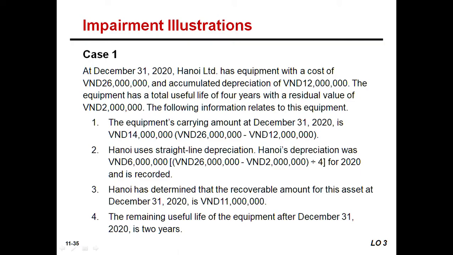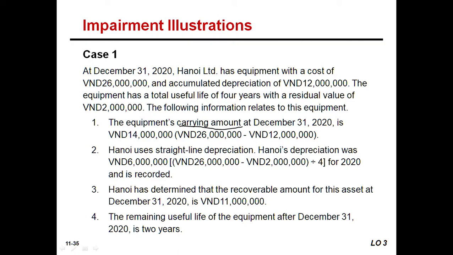First thing, the equipment's carrying amount is 14 million VND, which was calculated as 26,000 VND minus 12,000 VND. If you will notice, that is cost minus the accumulated depreciation. In other words, here we call it the carrying amount, right? Fine. So it uses the straight line method of depreciation.